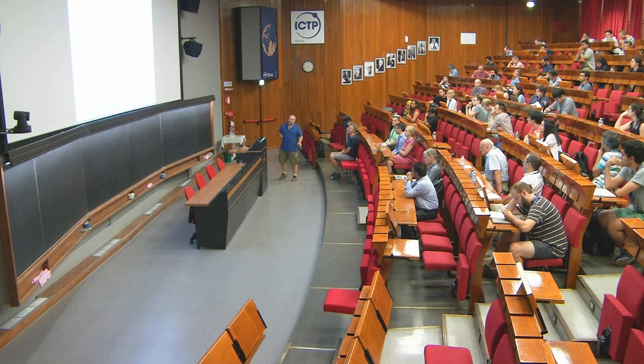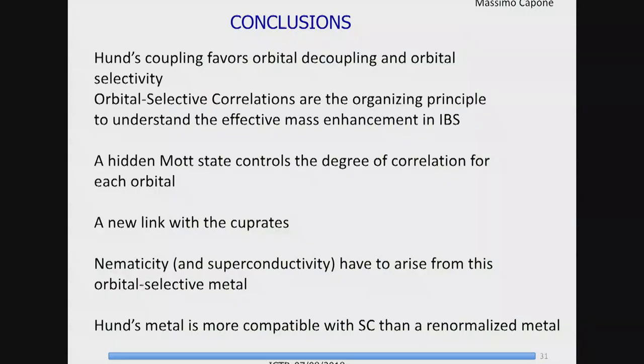I'm basically done. So that's a list of conclusions. Just to be very rapid, the Hund's coupling favors orbital decoupling and orbital selectivity. And I would try to convince you this is a simple mechanism. It's not like black magic. And orbital selective correlation is the organizing principle of the degree of correlation of the normal state of the iron-based superconductors, and they are controlled by these hidden Mott states, which allows me to establish a link with the cuprates.